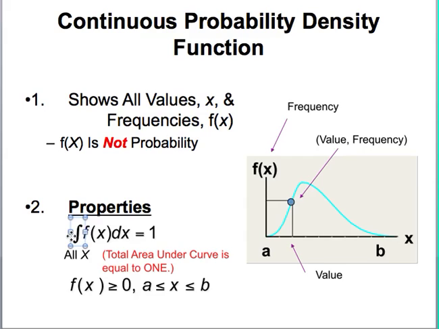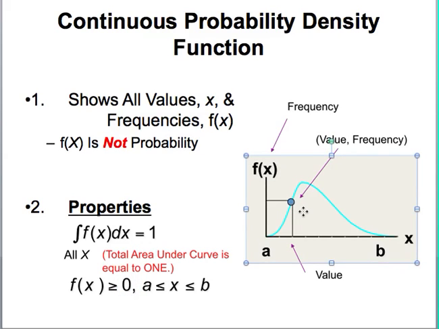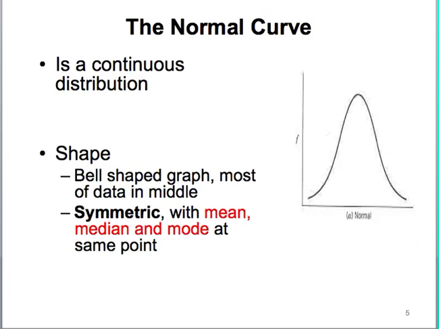Now, some other properties of our function. Notice I have here f of x is greater than or equal to 0, meaning it falls in that positive quadrant. And the values of x, as I indicated, are on my x-axis. Now we're looking at the normal distribution curve, right? So we're looking at the special continuous distribution, which is called the normal distribution.